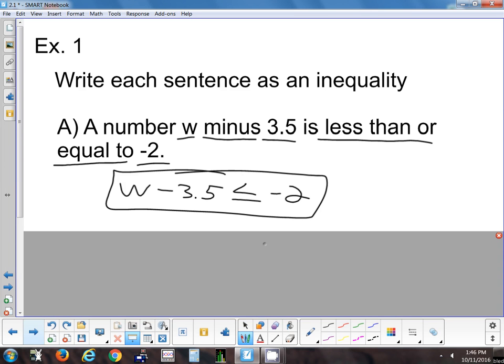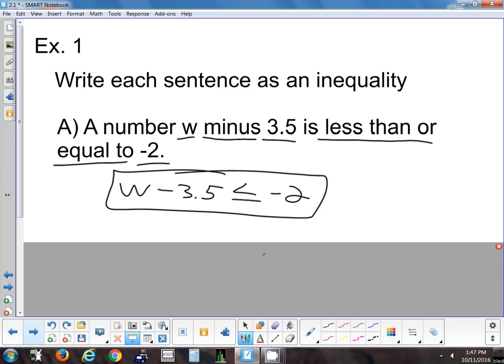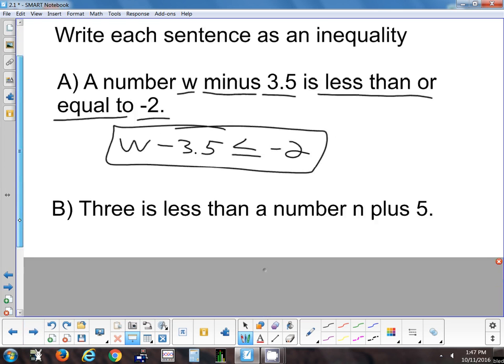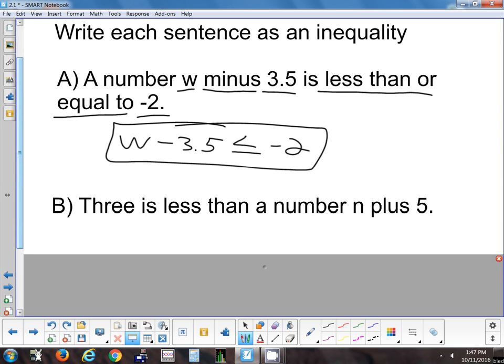Now, tomorrow we would take the next step, and then we would solve this for W. Anybody think they know how to solve for W? Exactly the same way as if this was an equal sign. You don't do anything different on this problem. Yeah, Josh? You add 3.5 to both sides. Okay? We're not solving this, but that's what you would do. All right, let's take a look at the next one.